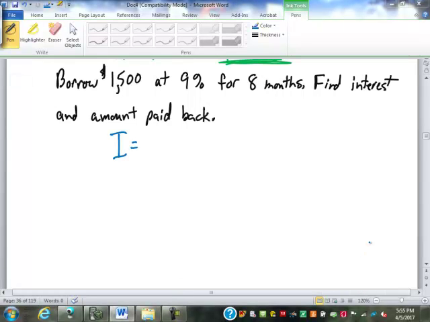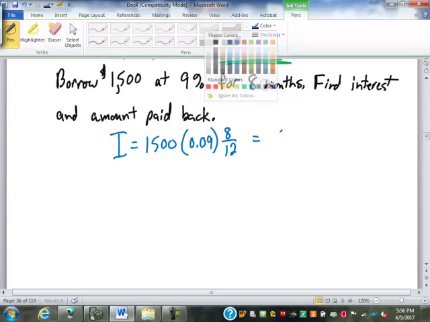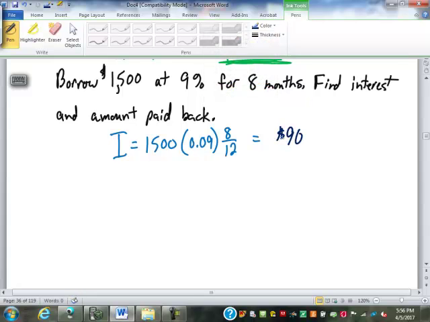So I'm not going to write out the formula here. I'm just going to plug the numbers in. So our interest is equal to, what's our principal? $1,500. What's our rate? 0.09. Good. And our time? 8/12. And what's that come out to be? 90 bucks? So $90 is our interest. So that means our maturity value, the amount paid back, is going to be $1,500 plus 90, $1,590.